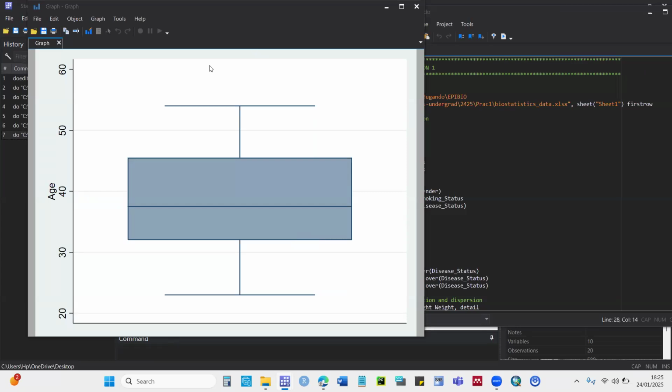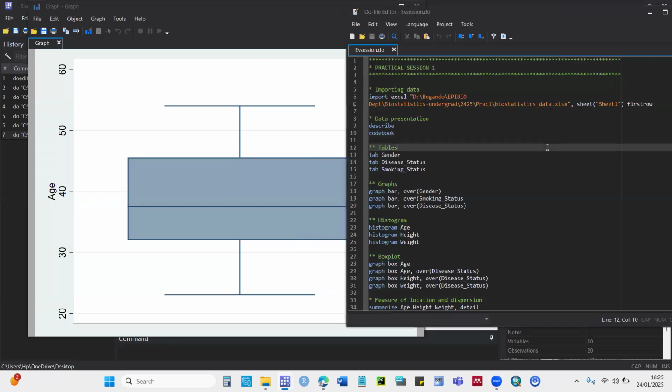Here, before I run the code, is there any question about tables, graphs, bar graph, histogram, and box plot? Is there any question? So let me assume there is no question.